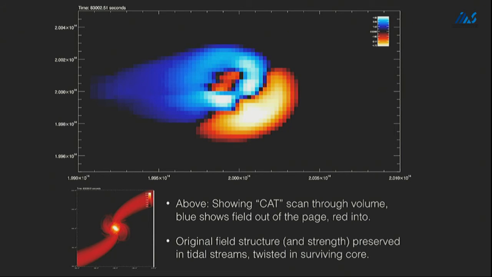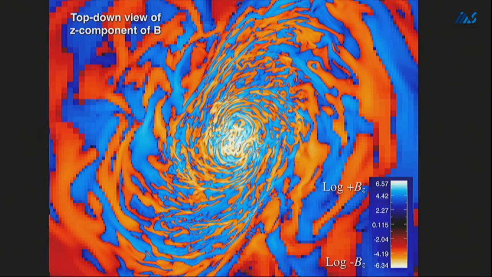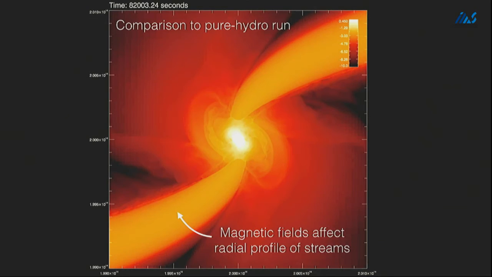And if you remember the elongated stream I showed you before, that was basically the structure. This is the top-down view of what the perpendicular component of the field looks like after the disruption. So you can see quite a bit of substructure, lots of reversals of the field. Okay, so now let's compare.